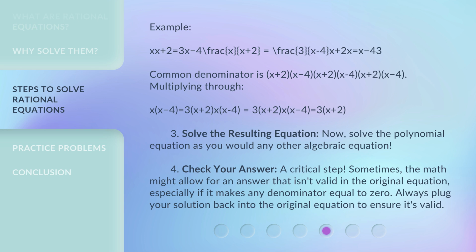3. Solve the resulting equation. Now, solve the polynomial equation as you would any other algebraic equation. 4. Check your answer, a critical step. Sometimes, the math might allow for an answer that isn't valid in the original equation, especially if it makes any denominator equal to 0. Always plug your solution back into the original equation to ensure it's valid.